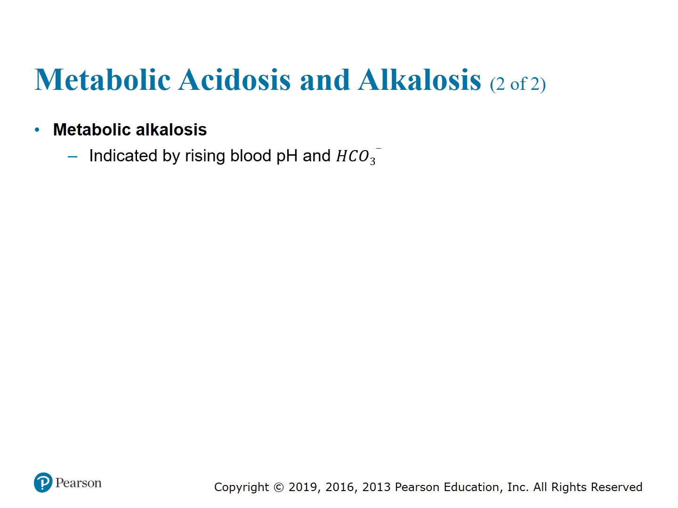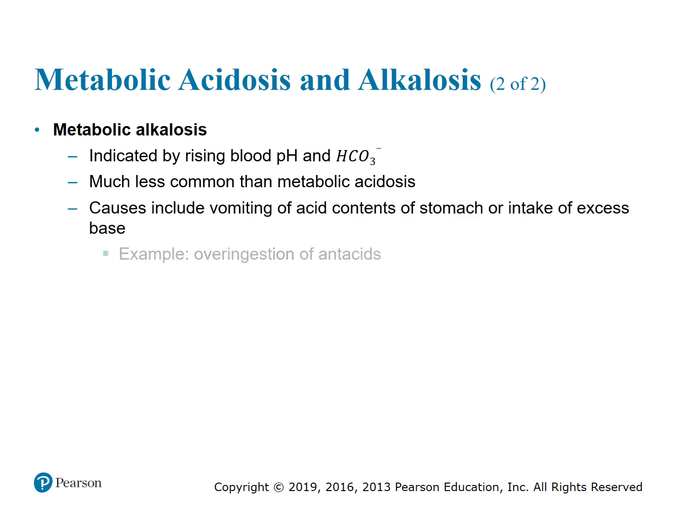Causes of metabolic alkalosis, which is indicated by rising blood pH and bicarbonate levels: first thing to say about this is that it's much less common than metabolic acidosis, but causes can be vomiting of acid contents of the stomach or an intake of an excess base, and an example of this could be an overingestion of antacids.